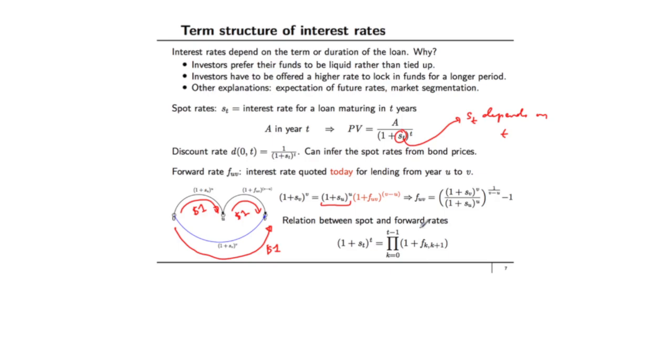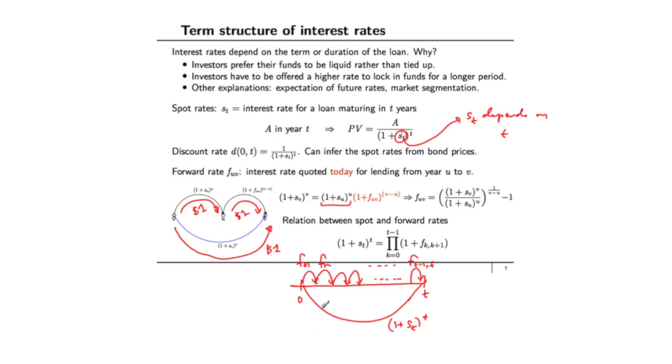There is another relationship between spot rates and forward rates. (1 plus S_T) to the power T is going to be the product, for k going from 0 to T minus 1, of (1 plus F_k,k+1). And the logic behind that is very simple. You have 0 and T. One possibility is go directly, and here you get (1 plus S_T) to the power T. Or you could hop 1 year at a time. Here is F_01, F_12, F_T-1,T.